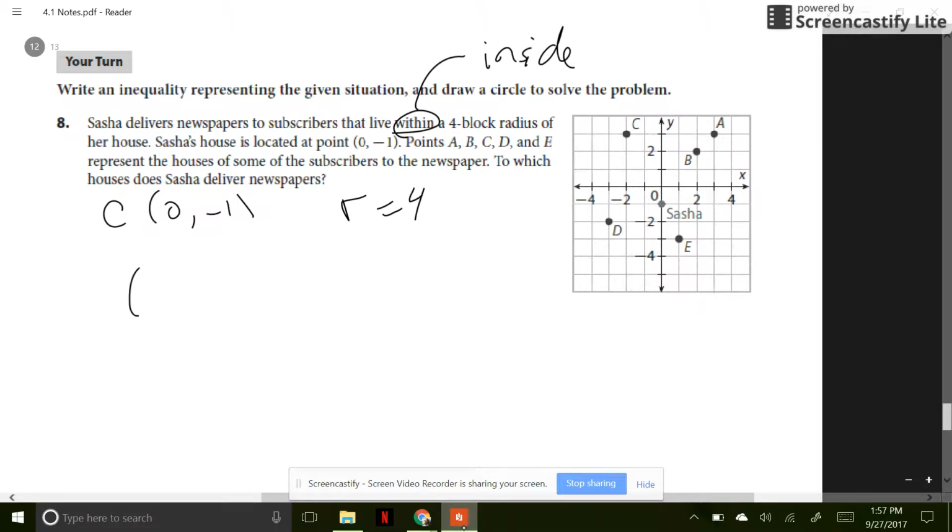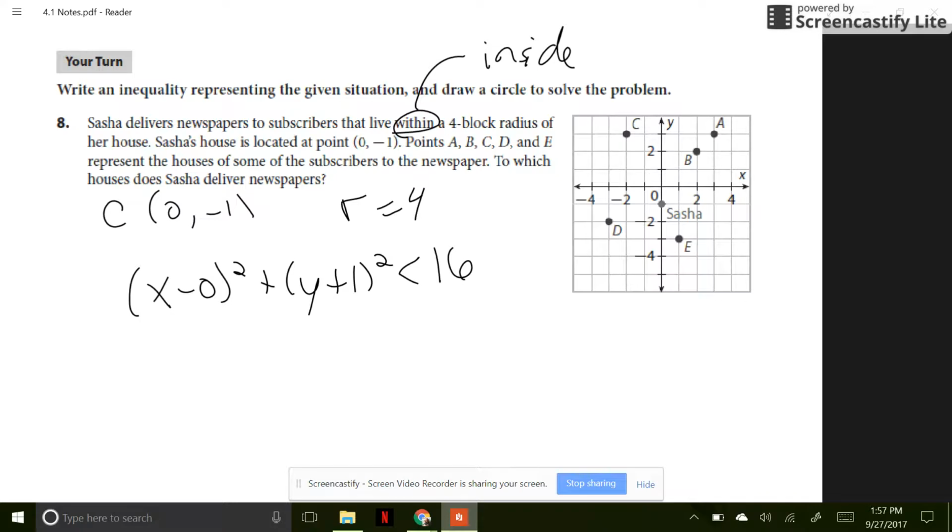So when we write our equation, we'll get (x - 0)² + (y + 1)² = 16, because that's 4 squared. But since we're looking within a 4-block radius, we don't want to be equal. We want to pick the values less than 16, because that means the distance from our center to our point is less than that, so they would have a smaller radius, so they'd lie within the circle.